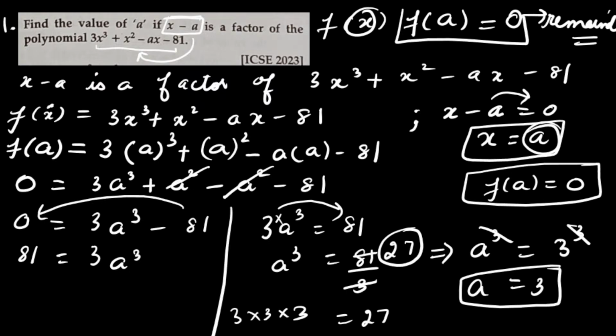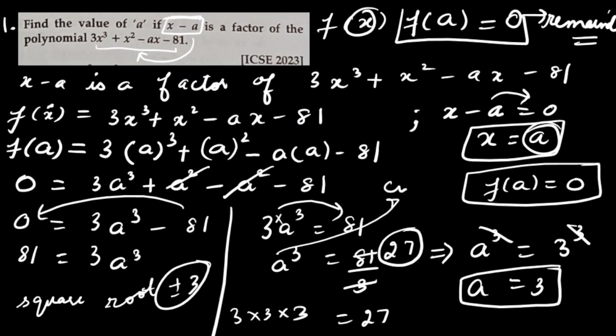So the value of a is not plus minus 3. We are not solving a square root. Square root is plus minus 3. Don't get confused here. A square root's answer is plus minus 3. Here we found a cube root. What we found here? Cube root. A cube root's answer is not plus minus. The value of a is only 3. A is equal to 3.